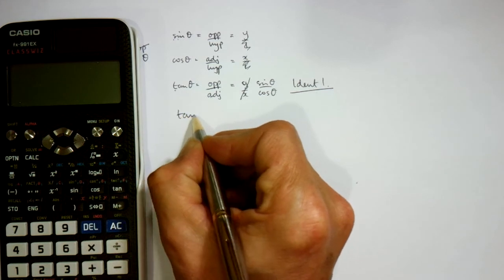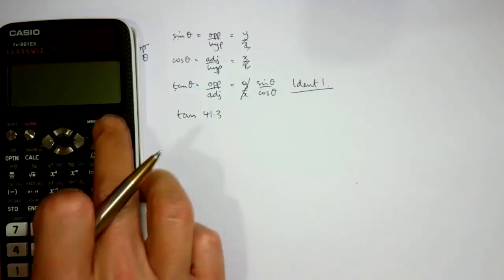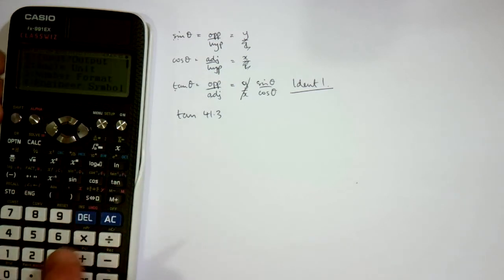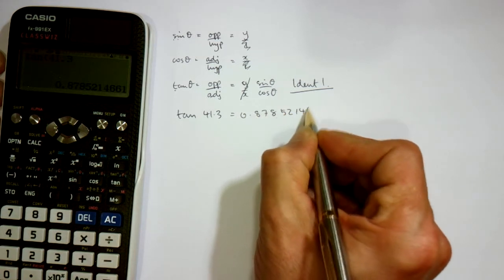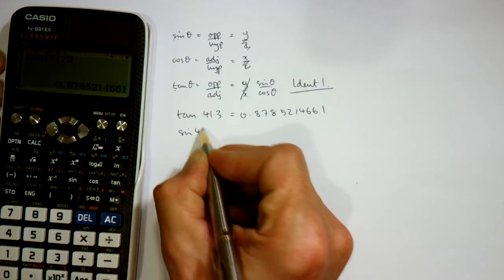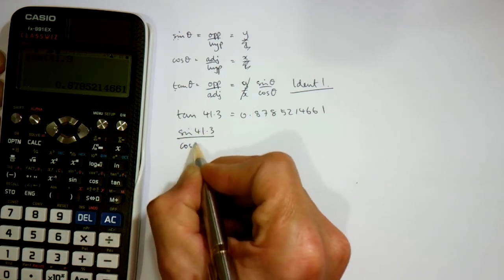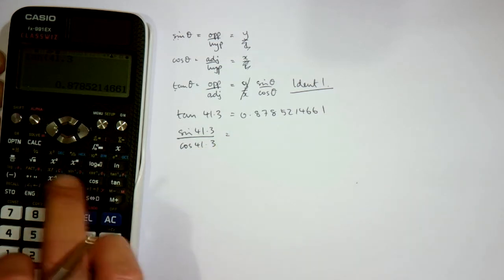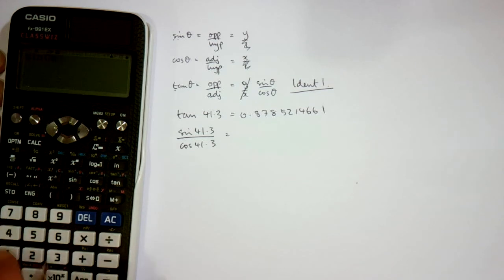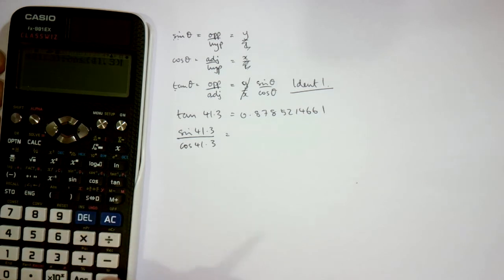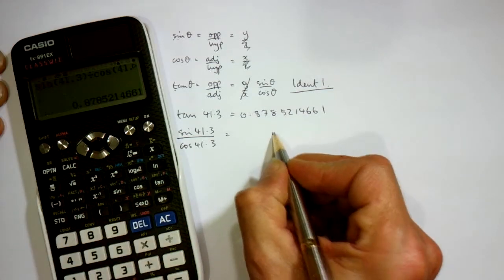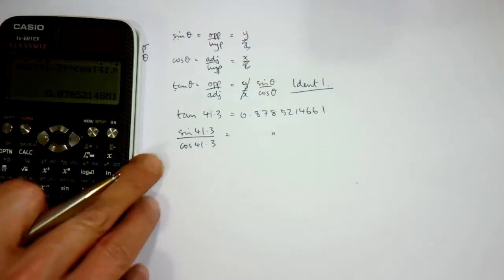Let's have a look at tan of 41.3, random angle. Shift mode, angle unit 1, and we've got tan of 41.3 is equal to 0.8785214661, and sine 41.3 divided by cos 41.3 is equal to, guess what it's going to be. Oh look, it's exactly the same. That's random, you can choose anything, it's always going to happen.